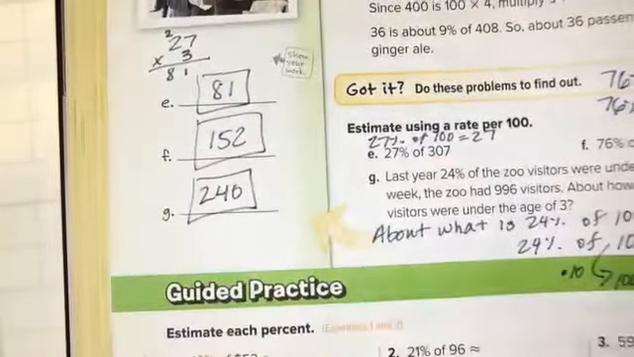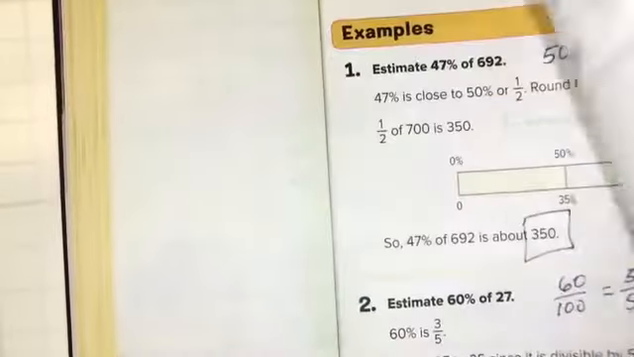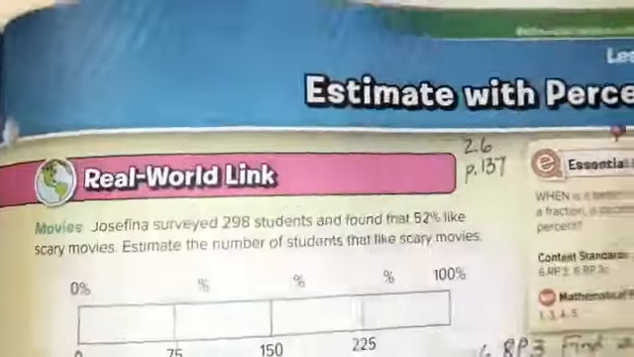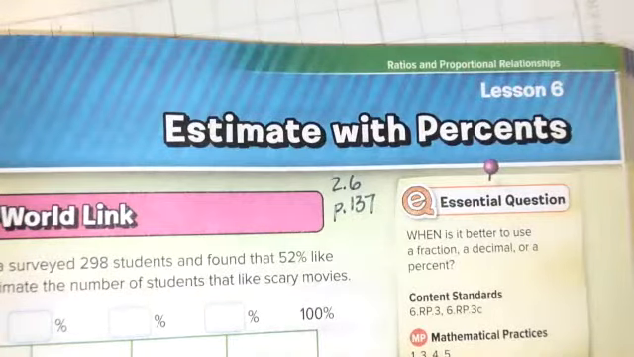Okay, so this was chapter 2, lesson 6, estimating using percents. Chapter 2, lesson 6, estimating using percents.